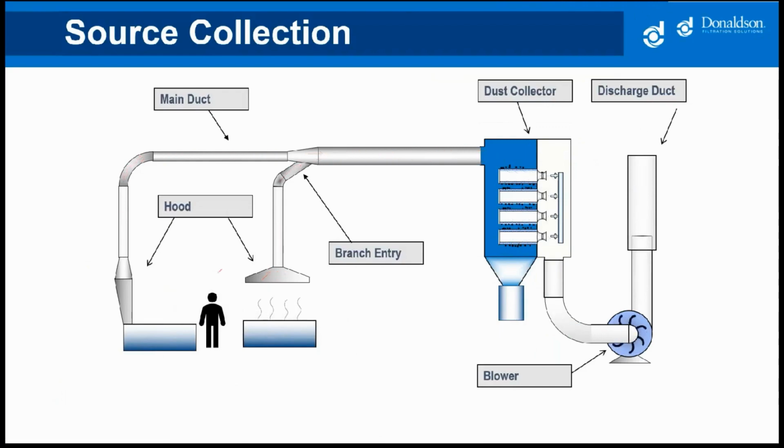Here the contaminant is separated out as clean air passes through the filter media to the fan, where it's discharged to the atmosphere. These systems are a series of individual parts that are designed based on the characteristics of the dust and various application factors. If one component is poorly designed, the whole system is affected.